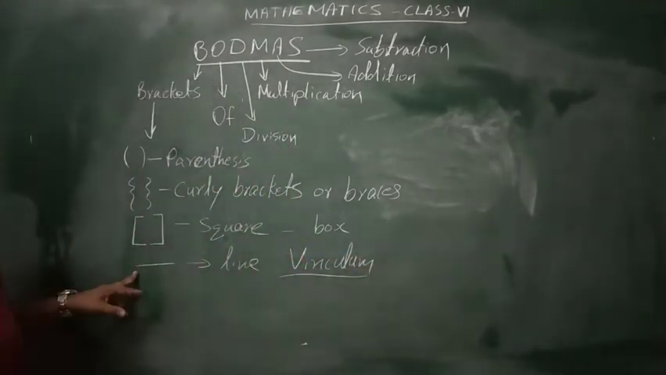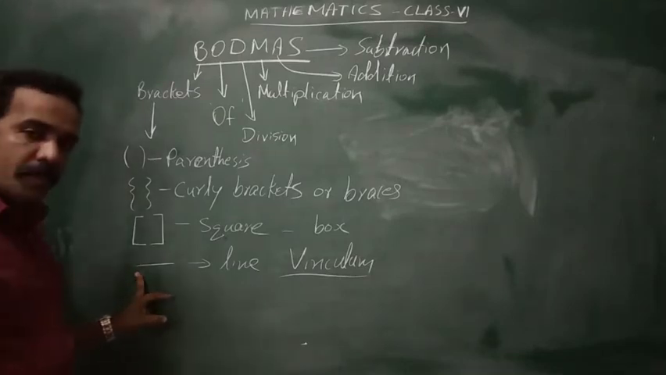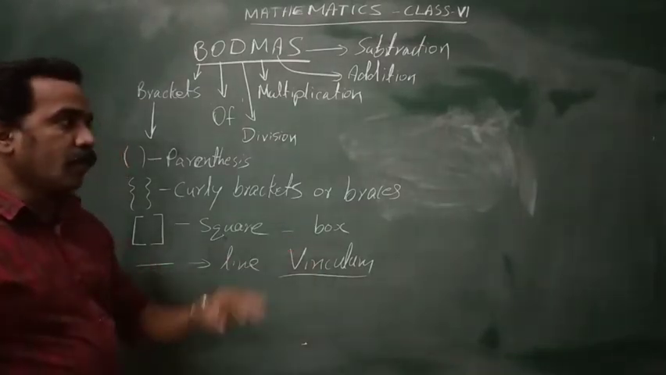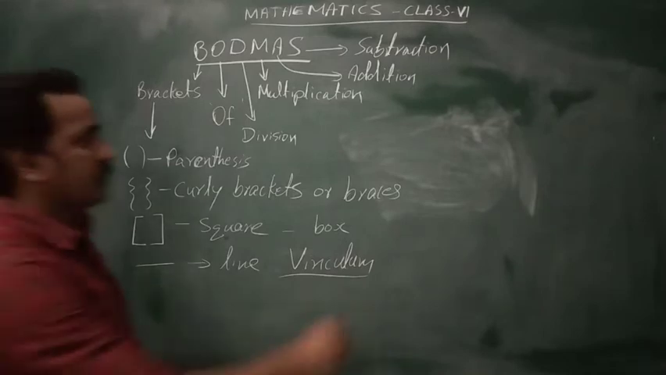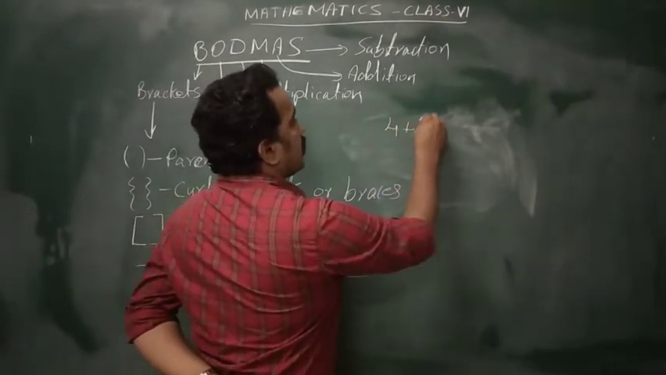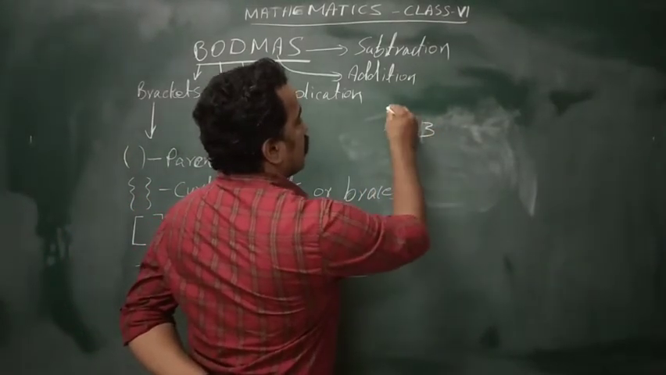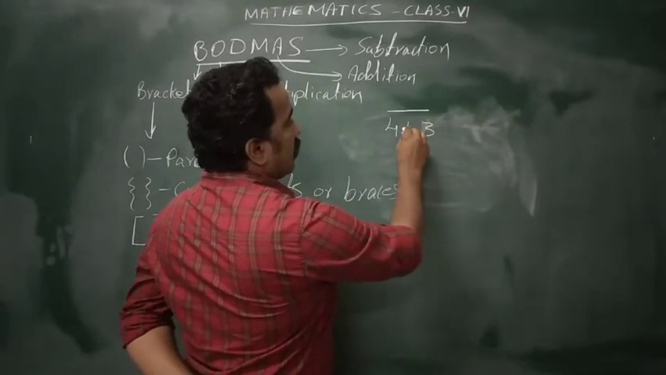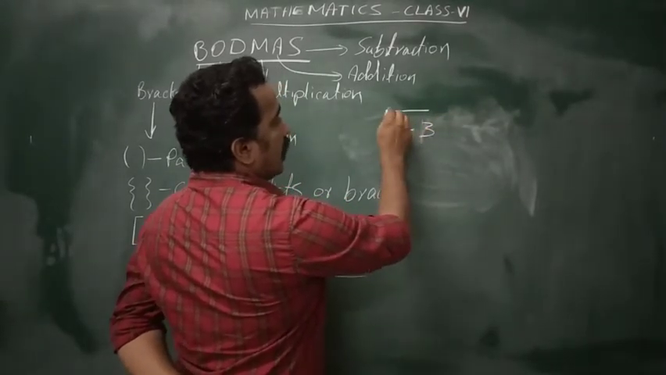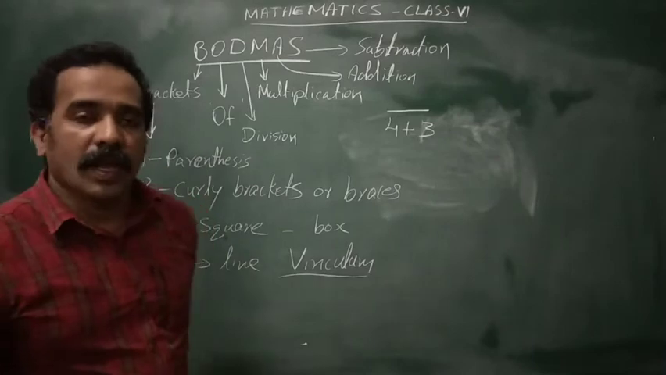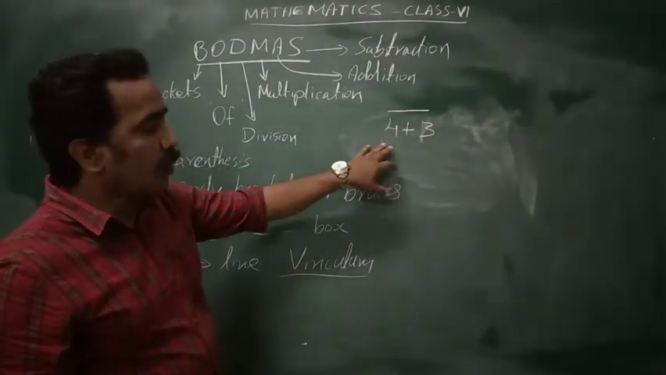So this is line bracket or vinculum. And vinculum is, for example, 4 plus 3. This line is representing a bracket, vinculum.